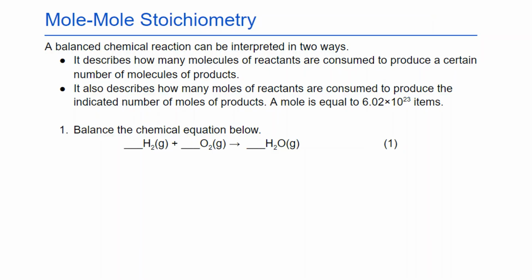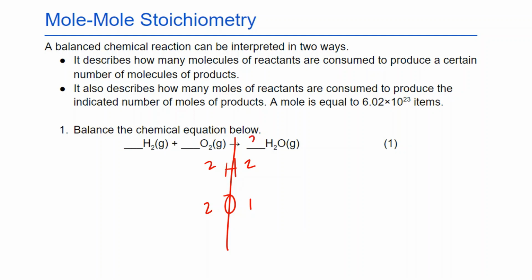So you can think of a balanced chemical reaction in a couple of ways. You can think of it as telling you the number of molecules that need to react, or you can think of it as the number of moles that need to react. So for example, to balance this chemical equation here, we've got hydrogen and oxygen.